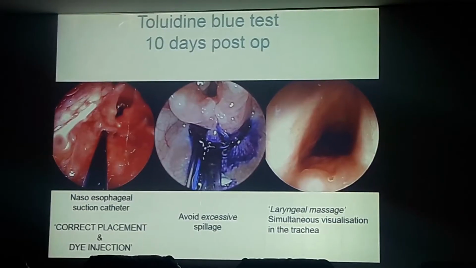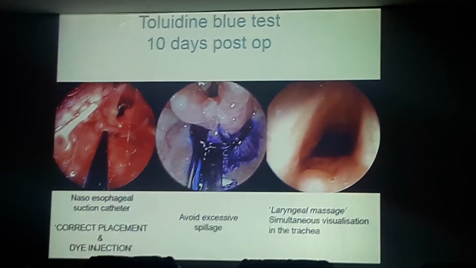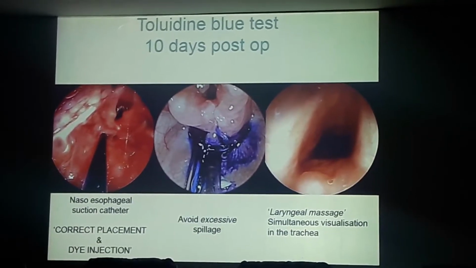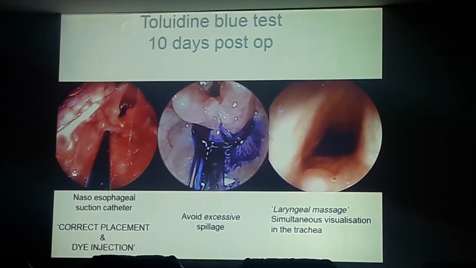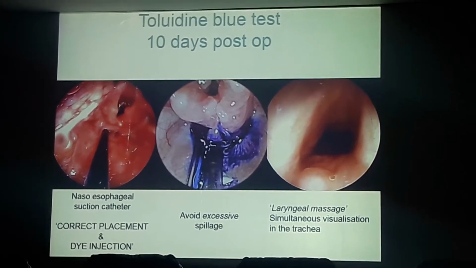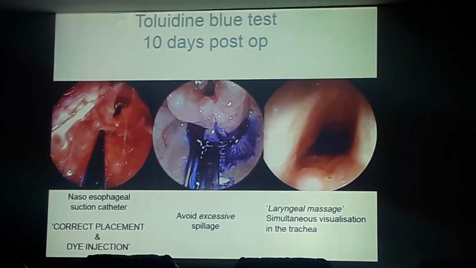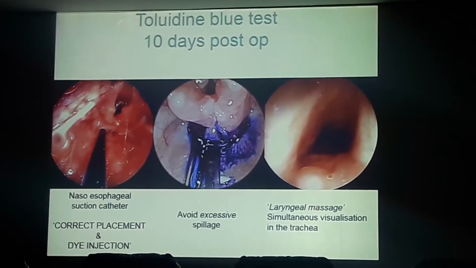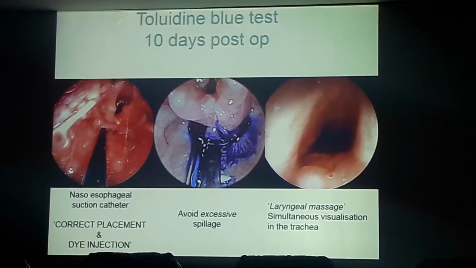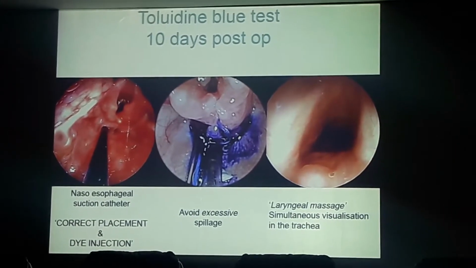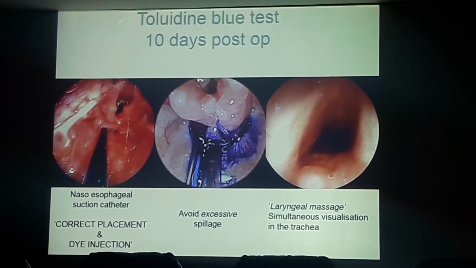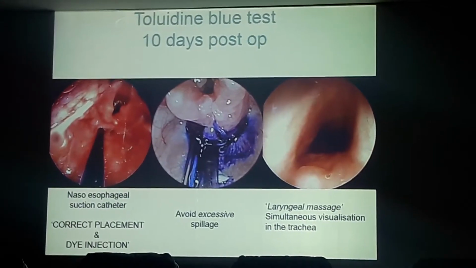We always do in our patients a dilute toluidine blue test after a couple of days, and this is the only way in which we can pick up a tracheoesophageal fistula. All kinds of radiological investigations, modified variants, require interpretation, which, to be done correctly, requires experience, and it can be quite a tricky situation.